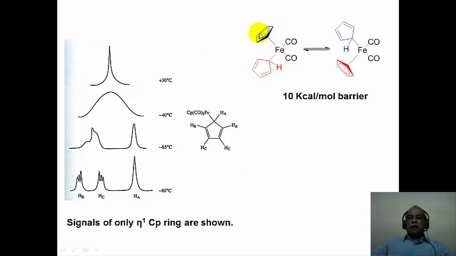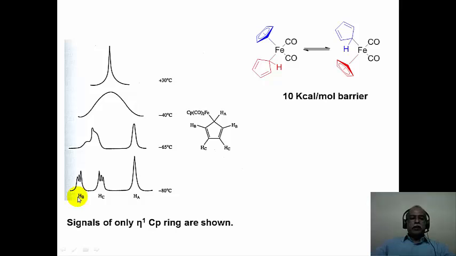All the 10 hydrogens, 5 of them in this particular ring and 5 of them in this particular ring, will come as a singlet. In fact, it does so at room temperature as a sharp singlet for this one. And the rest of the spectra are measured at low temperature. When the rearrangement is considerably slowed down, one should see separate signals for this hydrogen, these two hydrogens, and those two hydrogens separately. In fact, only the eta 1 Cp ring signals are shown here.